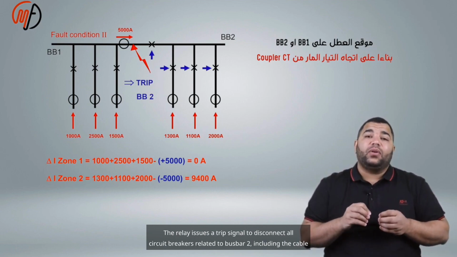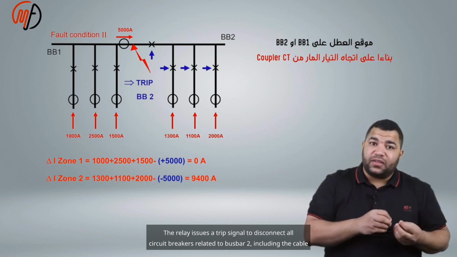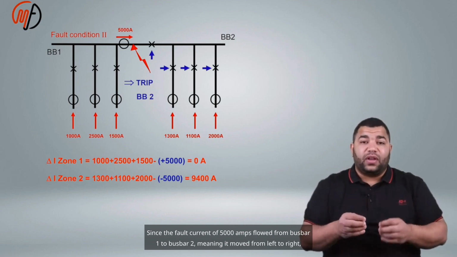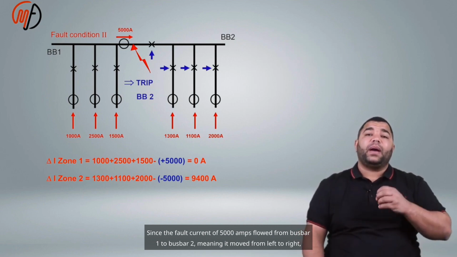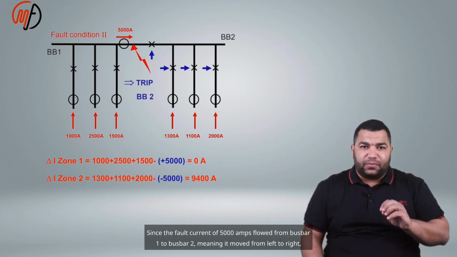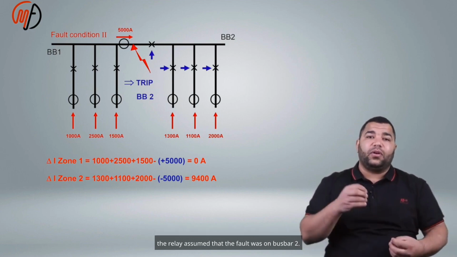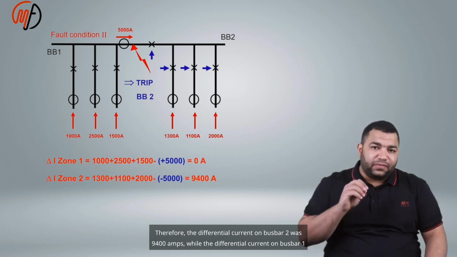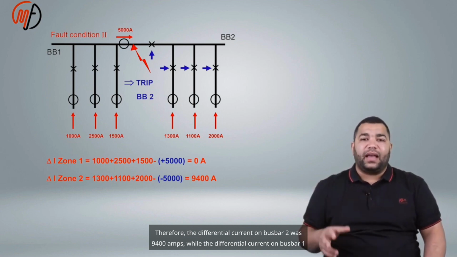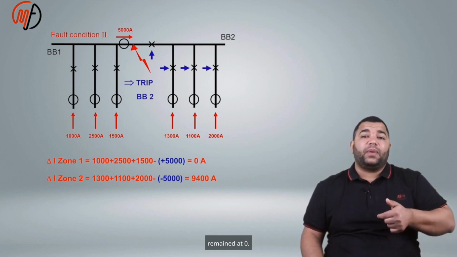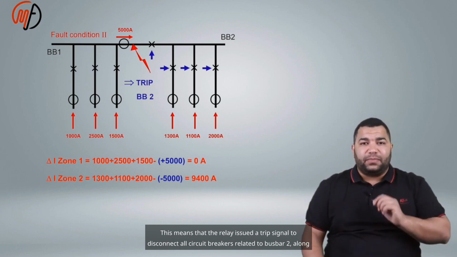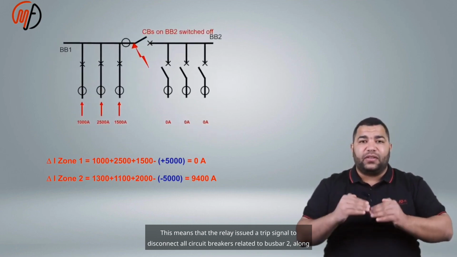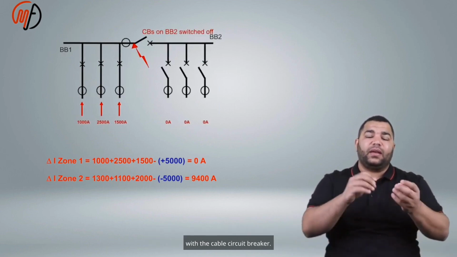The relay issues a trip signal to disconnect all circuit breakers related to bus bar 2, including the cable circuit breaker. Since the fault current of 5000 amps flowed from bus bar 1 to bus bar 2, meaning it moved from left to right, the relay assumed that the fault was on bus bar 2. Therefore, the differential current on bus bar 2 was 9400 amps, while the differential current on bus bar 1 remained at 0. This means that the relay issued a trip signal to disconnect all circuit breakers related to bus bar 2, along with the cable circuit breaker.